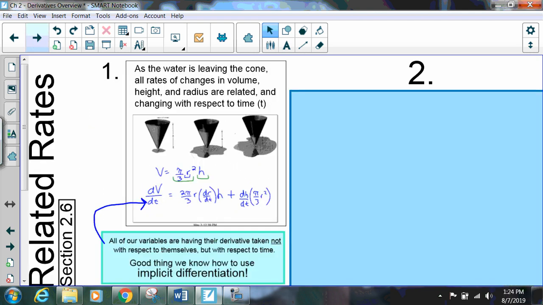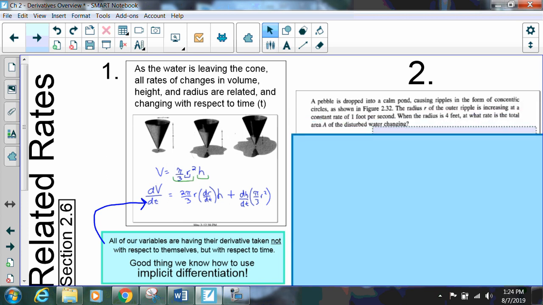And we are now at related rates. I know you've seen it before and you don't need the intro, but think about water leaving a cone and how all of the rates of change are related. The changes in volume, height, and radius are related, and it's all changing with respect to time. Once again, we're going to take the derivative implicitly, because we're taking the derivative of each term with respect to time.